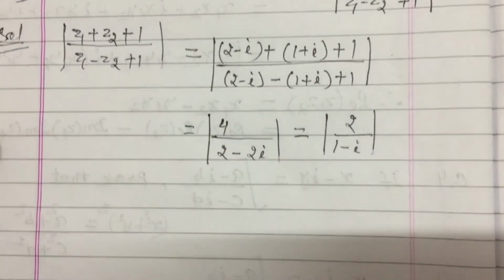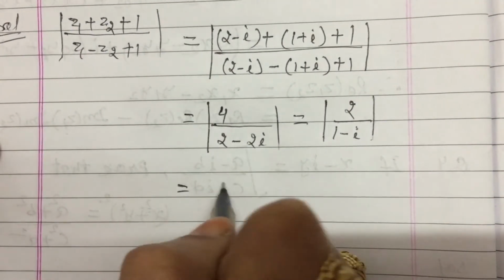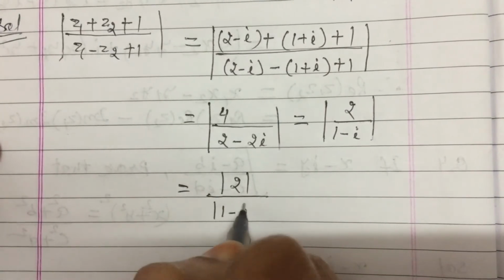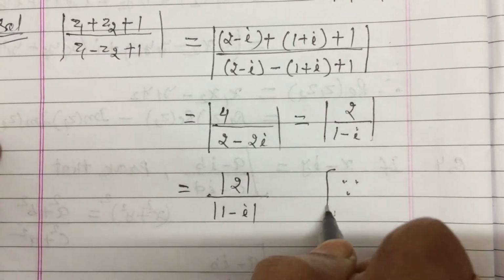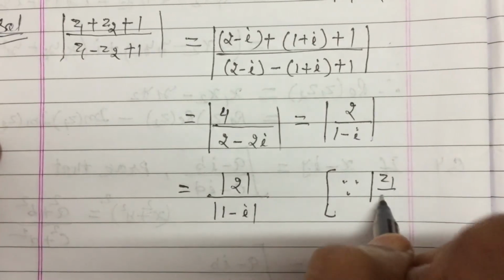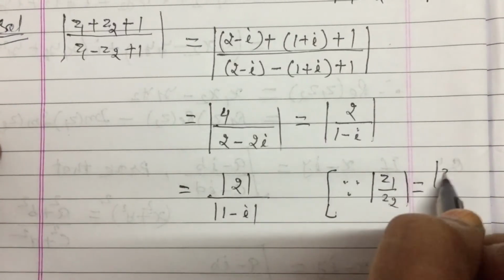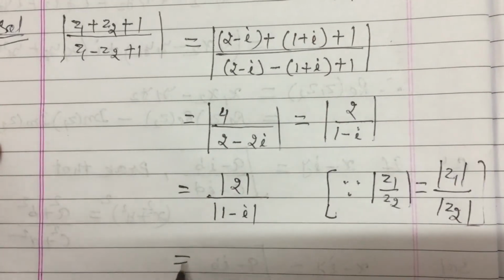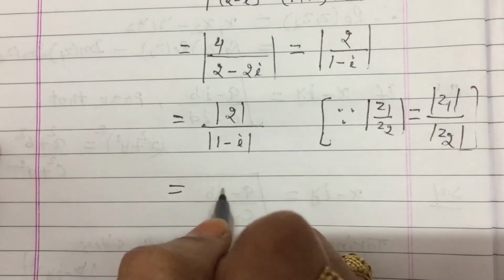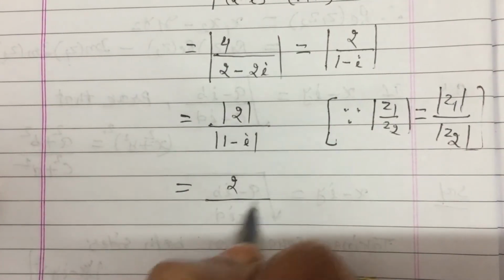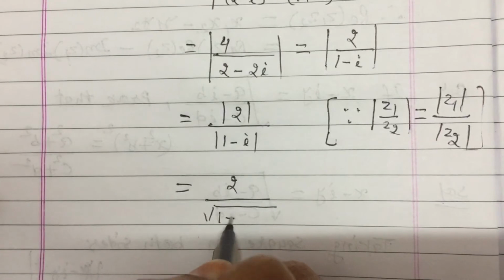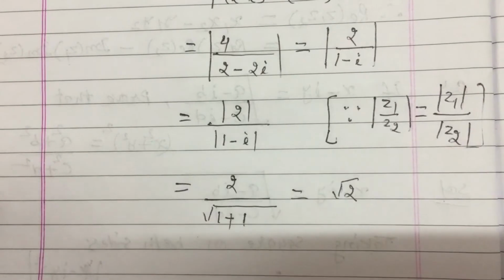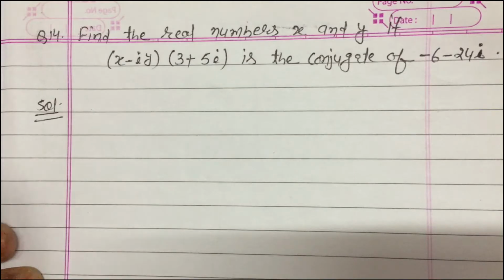Now we have to take the modulus, so we can apply the property: mod of 2 by mod of 1 minus i. You have to write the property in the bracket: modulus of z1 by z2 is modulus of z1 by modulus of z2. Now modulus of 2 is 2 only, and here it is square root of 1 plus 1, so it is also plus 1. You will get root 2. It is the answer.